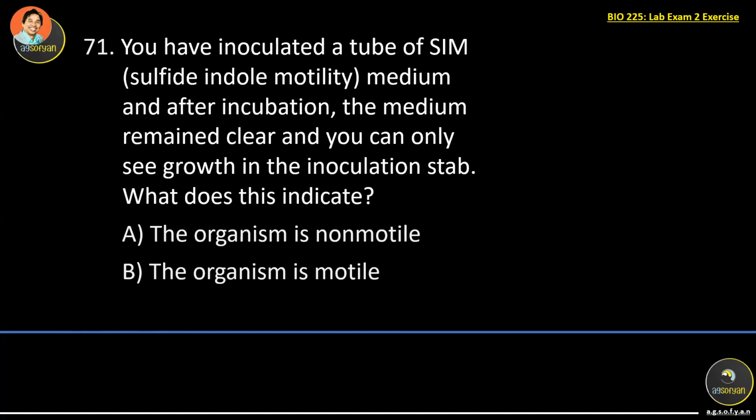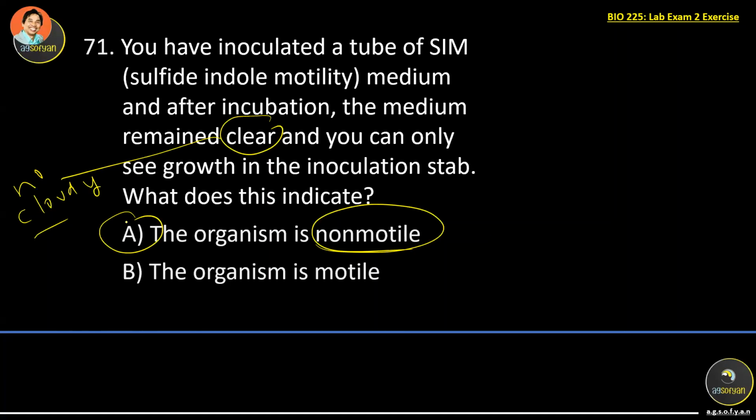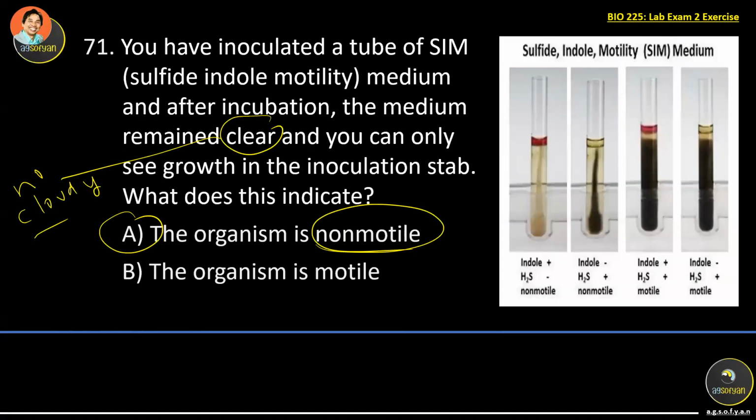You have inoculated a tube of SIM, sulfide indole motility medium, and after incubation, the medium remains clear, no cloudiness. Okay, so clear. And you can only see growth in the inoculation stab. What does this indicate? This indicates that the organism is not moving, is non-motile. Okay, so this one is non-motile. Stay here, stay in the stabbing area.